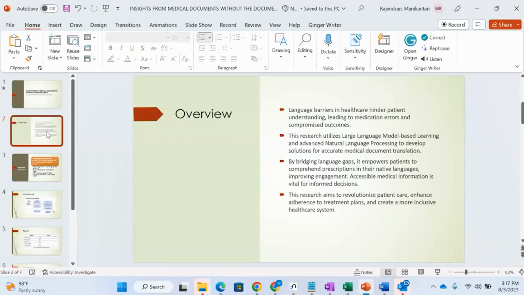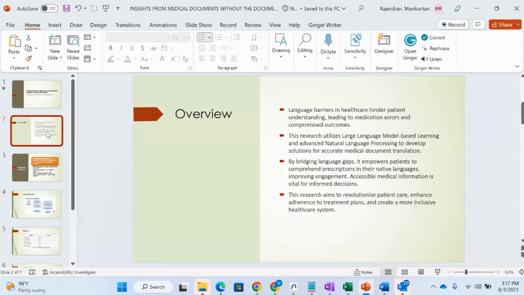For example, if any new or existing disease is spreading across countries, the medical information will give extended support to identify the disease and provide medical support documents or information for other countries as well. So without any language barriers in healthcare, patient understanding improves and it helps prevent medication errors. This will give compromised outcomes otherwise.